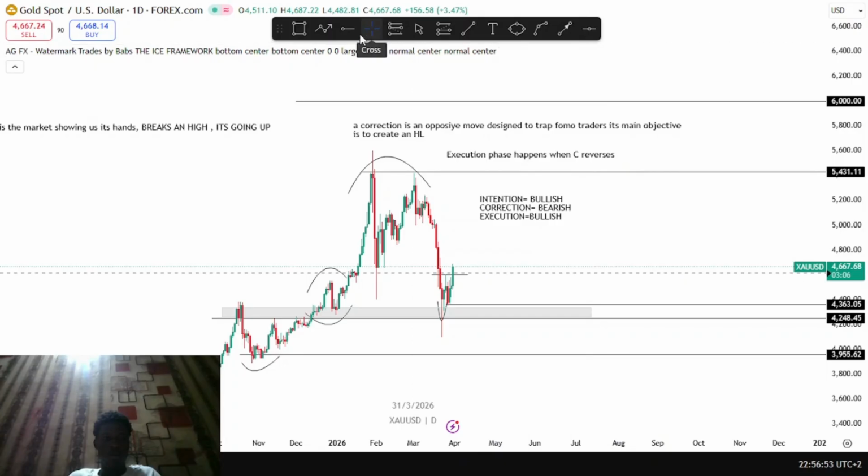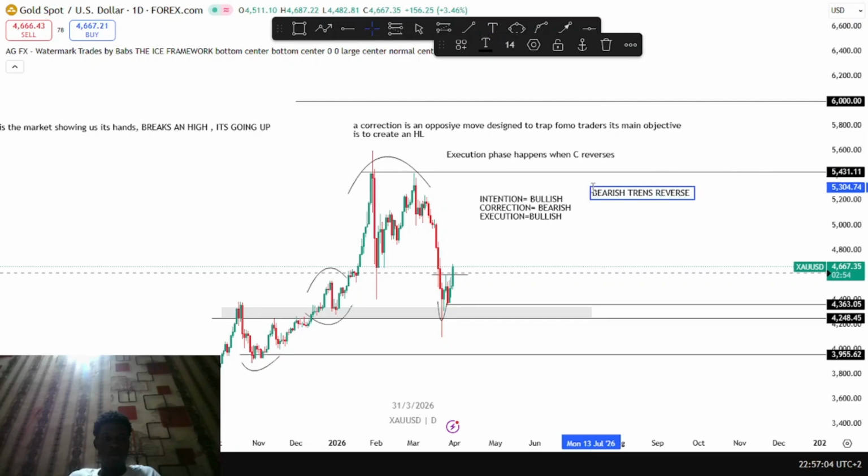How do you know a bearish trend is reversing in a bullish move? Note this. A bearish trend reverses when the market stops creating lower lows and a lower high is taken out. When the market stops creating lows and a lower high is taken out.